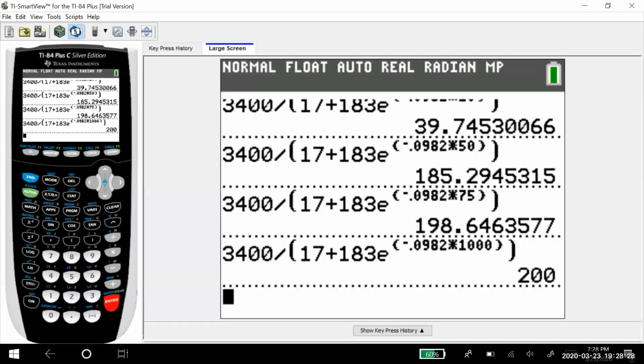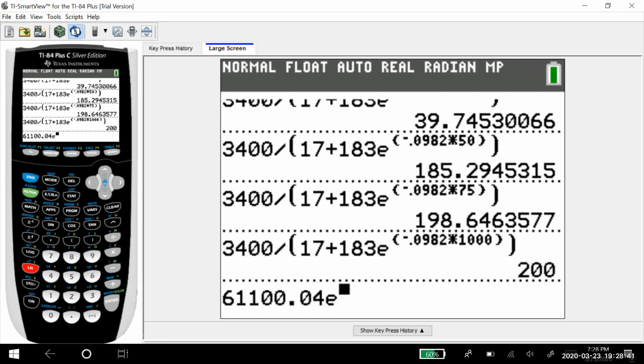All right, so I've got 61100.04. Now times, you don't have to hit times. You can just say e to the power. It'll do times. Again, put in the parentheses if you need to, negative 0.0982 times, and what are we doing after 10 years? All right, so that's the numerator. So what I can do, either hit equals, I'm going to do that, that's so much easier.